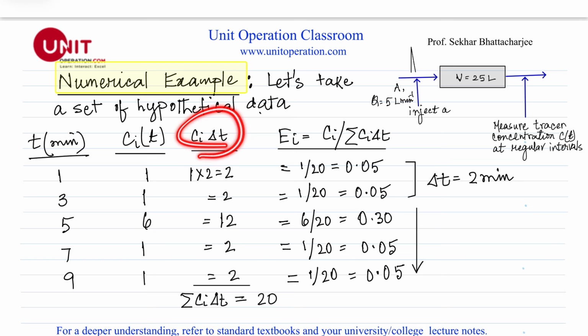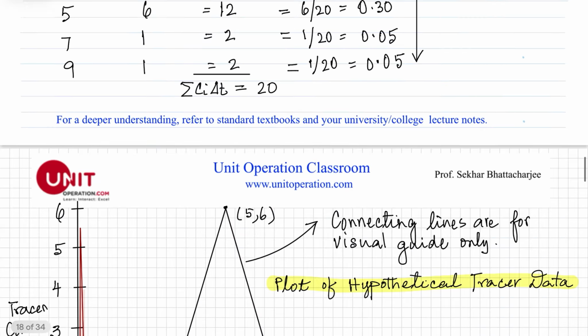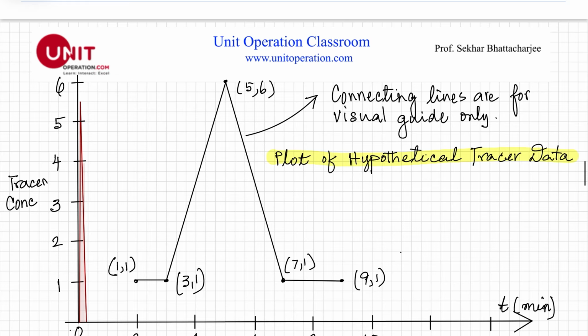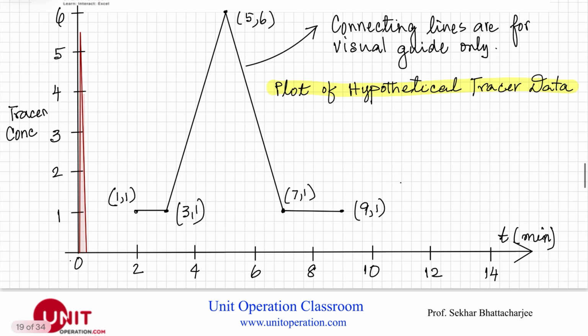So Ci delta t will be equal to 1 multiplied by 2. This would again be equal to 1 multiplied by 2. So this is the total summation. And Ei is equal to Ci divided by the summation of Ci delta t, so just 1 divided by 20, 1 divided by 20. These are all going here. In the next step, I'm just showing you the curve of the tracer concentration versus time. These are the actual data points which have been given. These lines don't exist; they are just connecting lines or visual guides only.